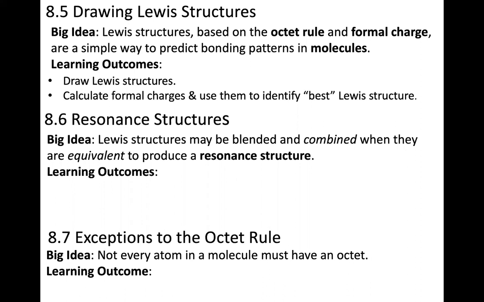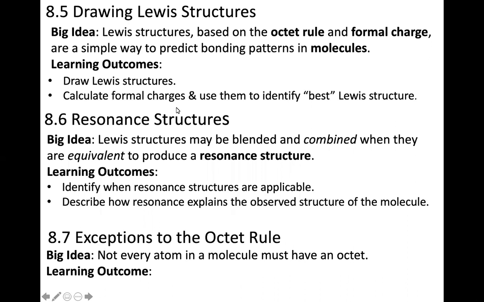And with resonance structures, we're considering when we have more than one valid Lewis structure. So what we want to be able to do is identify when this is going to occur, and then think about, well, what does that then mean to the structure of the molecule? So we want to know, when does it happen, and then what does it do?